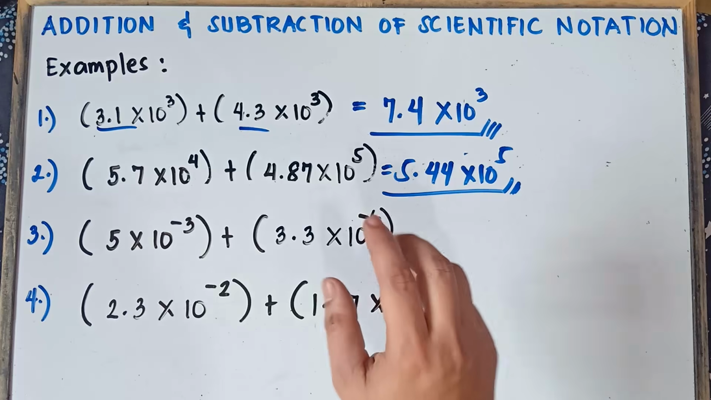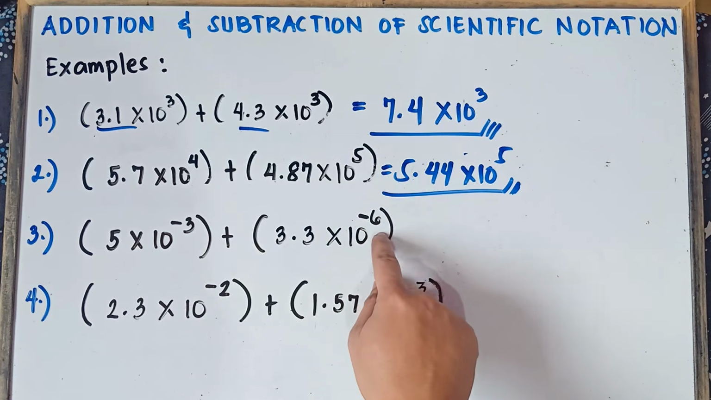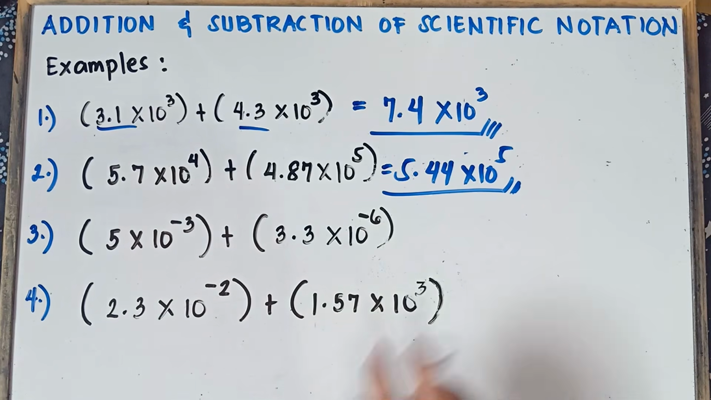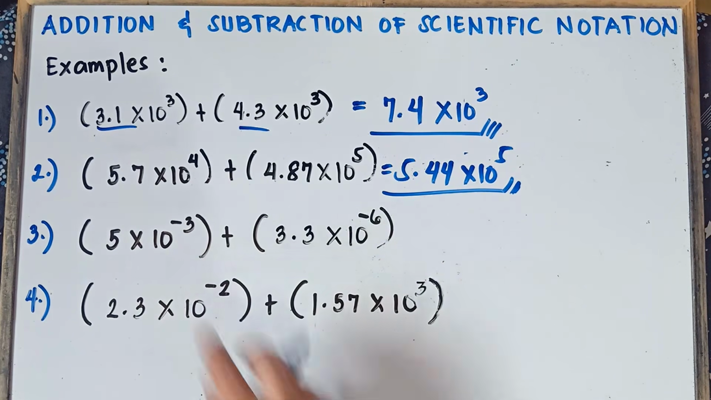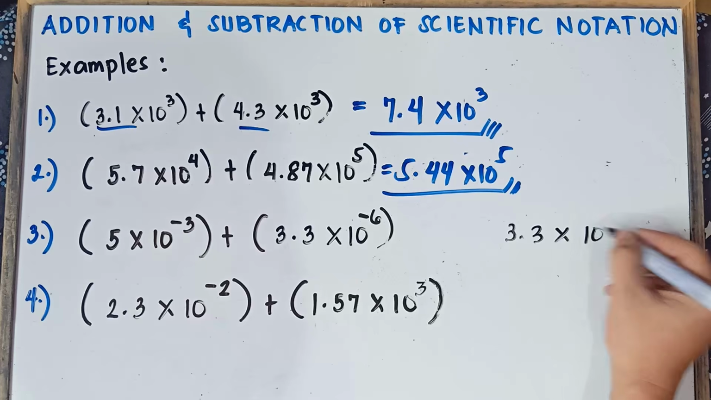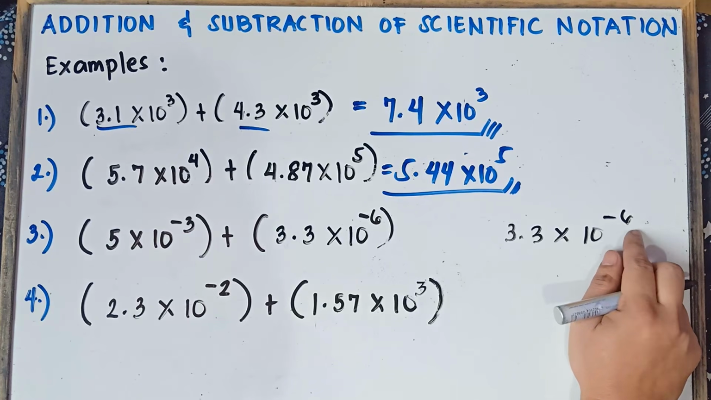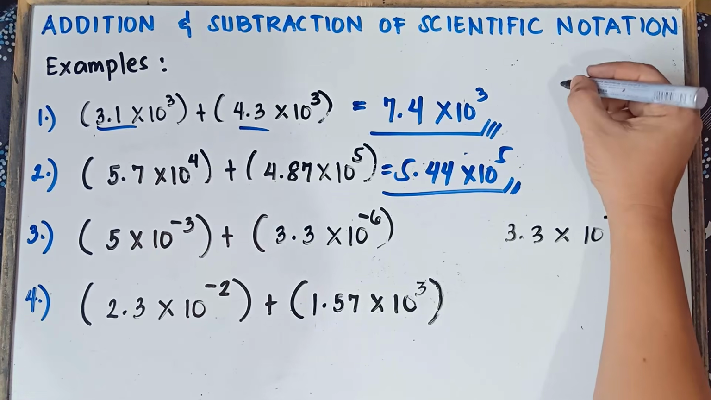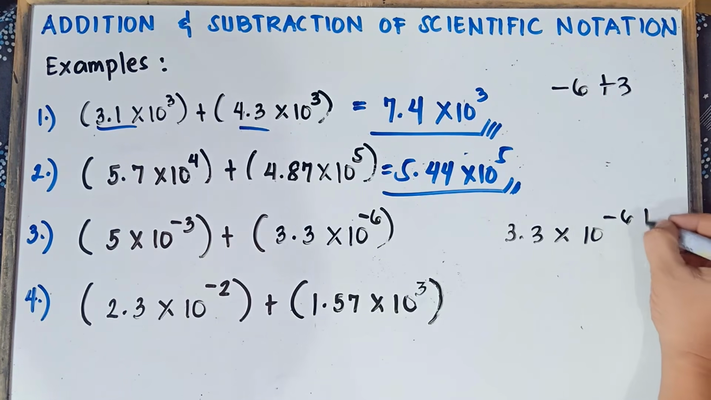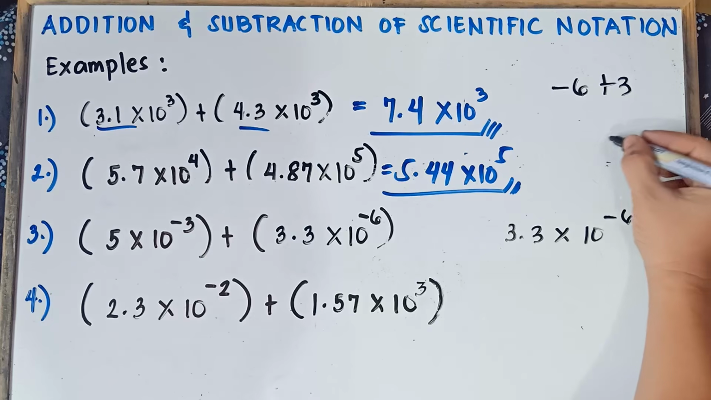In negative numbers, class, the larger the negative number, the smaller in value. So, therefore, negative 6 is less than negative 3. So, negative 3 is greater than negative 6. So, therefore, we need to make this one into negative 3. So, let me just copy this one. 3.3 times 10 raised to the power of negative 6. Now, to make this one into negative 3, we can add 3, right? Because negative 6 plus 3, what's the answer, class? That's correct, that would be negative 3.